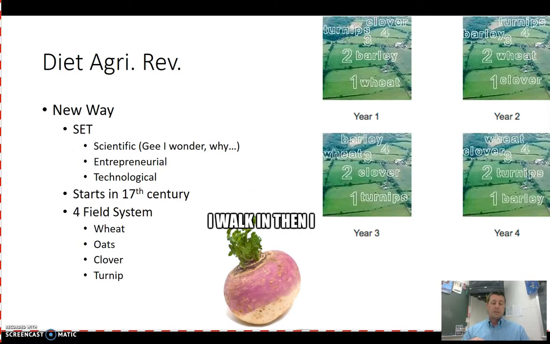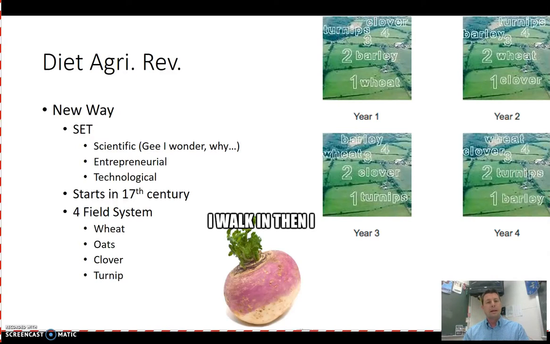The new way is going to be what you see here. Tom Richey uses the acronym SET, and I like it a lot, so we're going to use that acronym as well. Scientific. I guess maybe it's influenced by the Scientific Revolution. Hashtag sarcasm. This is also, again, as I said, going along with the Enlightenment, so we're right in that sweet spot of the time period there. It's going to be entrepreneurial, so people are looking to try and make money, not just simply subsist. And it's going to be technological, so we'll see some of the technological innovations that go with it.